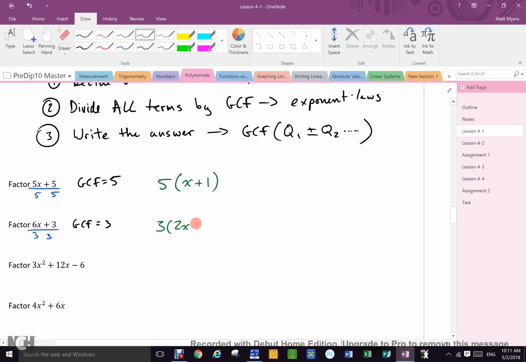2x plus 1. Yay! What's 4? What's the GCF? 3. Step 2. Step 3. And finally, the other one we just did. What is it? 2x.